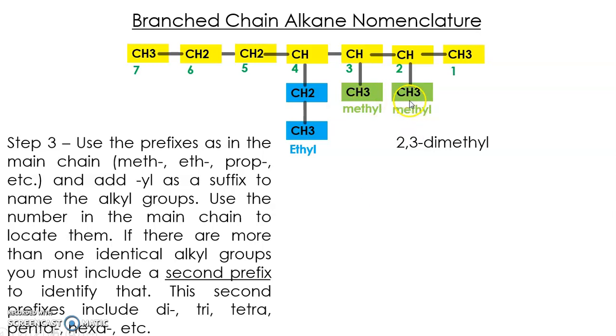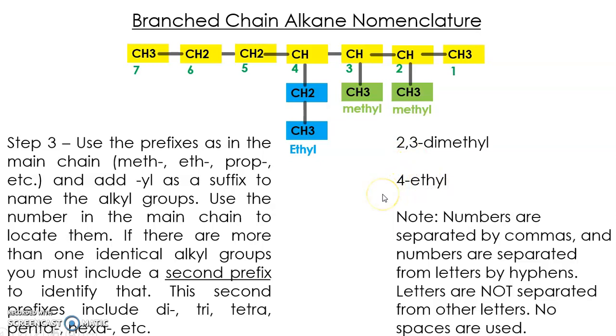Because they are 2 methyls, 2 and 3, we're going to group them together. How? By saying 2,3-dimethyl. Now we have an ethyl on 4. So 4-ethyl. In here, we must take a couple of notes. First of all, numbers are separated by commas. So as you guys can see, we have a methyl in 2 and a methyl in 3. So we got to separate that as 2,3.